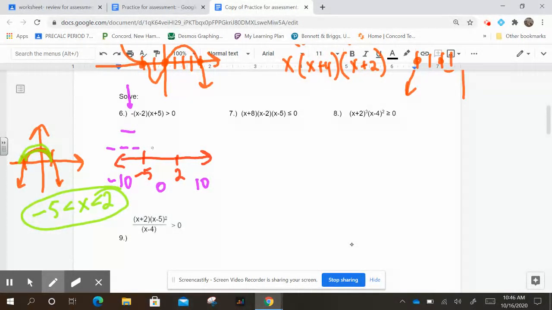Now let's say I plugged in a 0. I still have that negative sign out front, but then I'm going to have a -2 and a +5. Negative times a negative is a positive. And if I have a 10 out here, I have my negative, and I have a positive and a positive inside of my parentheses, which is going to be negative. So you're looking for when it's bigger than 0, so you're looking for the 10, which is right there. So it's still the same answer.